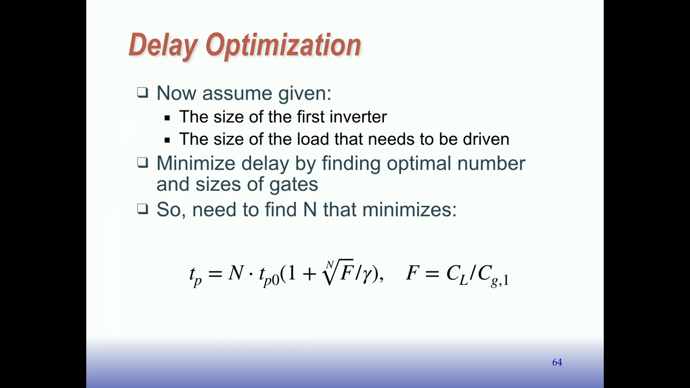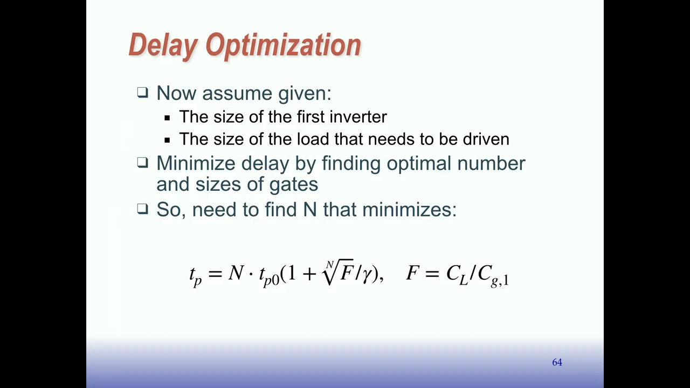So now we have the freedom to use as many inverters in series as we want in order to minimize the delay. What I showed you before was to minimize the delay for a given number of inverters, but now we also have the degree of freedom of changing the number of inverters. The same kind of thinking works for logic gates as well. So what we need to do then is find an n.